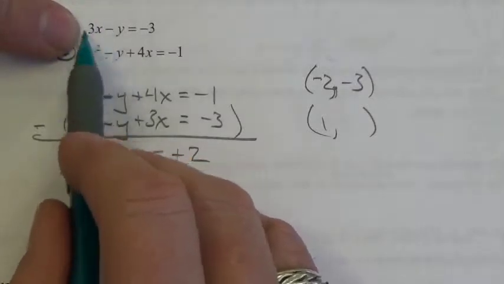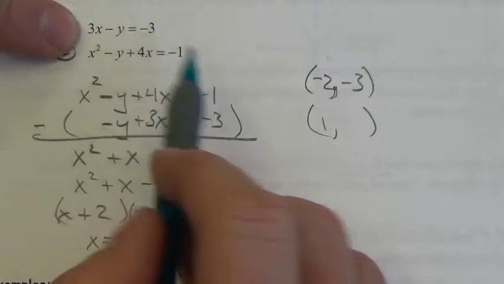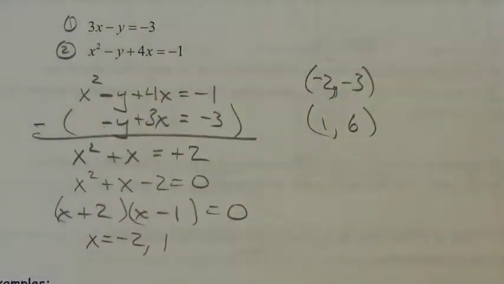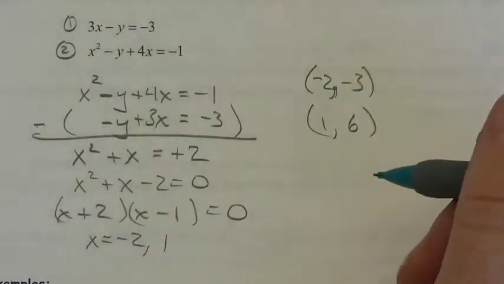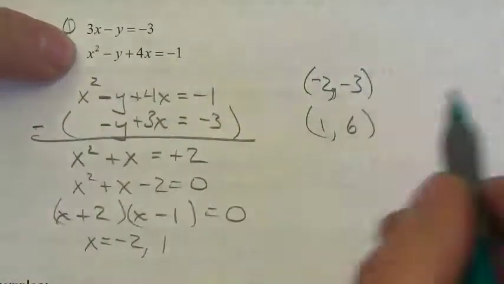Now try it with a 1. 3 times 1 is 3. Subtract that from both sides, so I'd get negative y is equal to negative 6. Then divide by the negative, get positive 6. Good. I got 2 different solutions here. Now, but let's see if these points actually do work in the second equation.